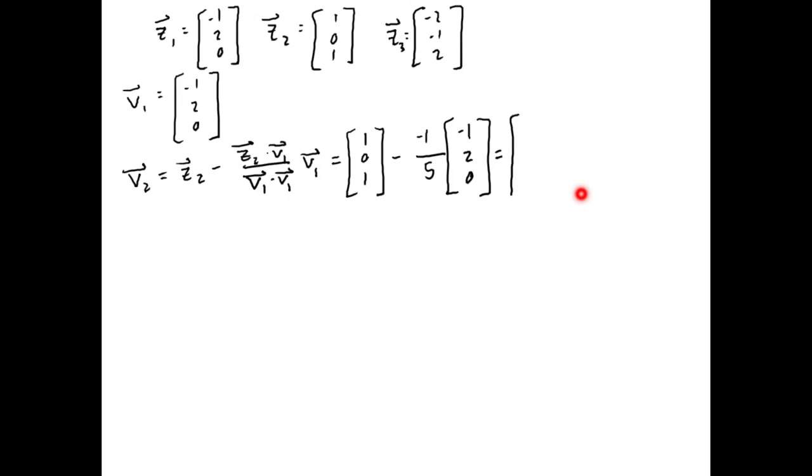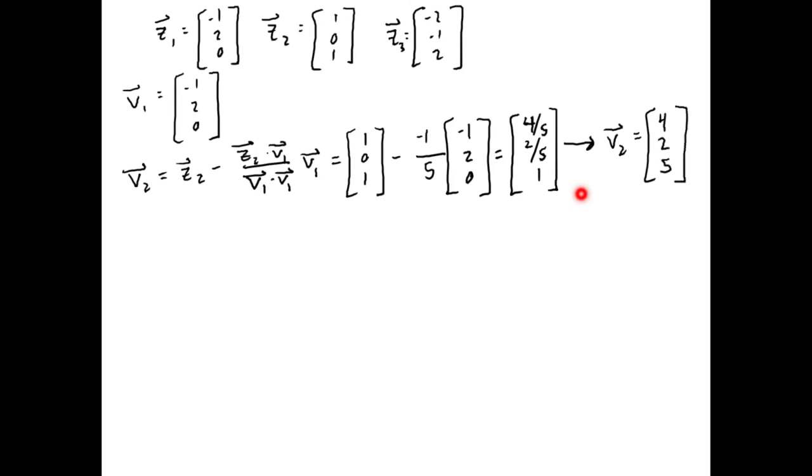So if I put all these together, I'm going to get, let's see, negative 1/5. No, I'm sorry. It'd be 1 minus 1/5. So that'd be 4/5. Now I'm second guessing myself. 1 minus 1/5 is 4/5. Yep. And then we get positive 2/5 and 1. And as we did before, I'm just going to multiply everything by 5. So my second vector here is going to be 4, 2, 5.